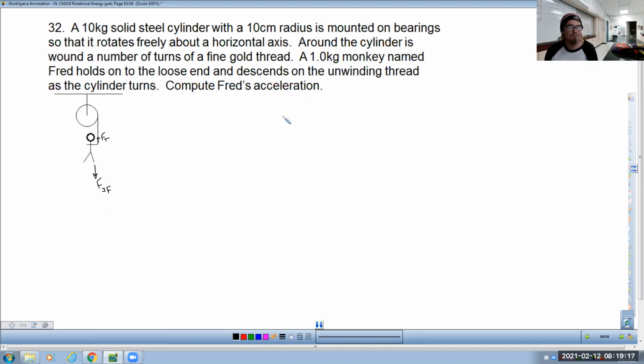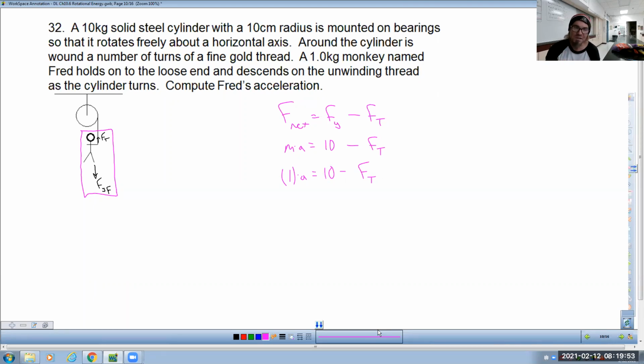So what I know about Fred, when I only look at the free body diagram of Fred right here, is that F net equals FG for Fred minus FT. Mass times acceleration equals, I could probably put in Fred's weight right now, 10 newtons minus FT. In fact, I could even go so far as to say 1 kilogram times a equals 10 minus F sub T. And what I've done is a great job on classical physics, but I can't solve it because it has two unknowns.